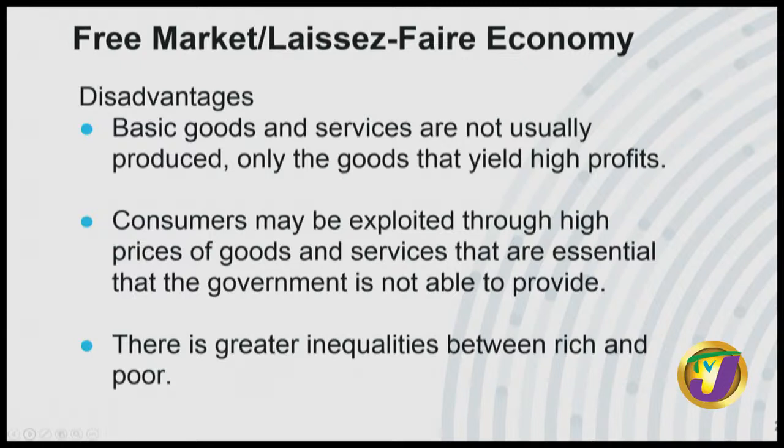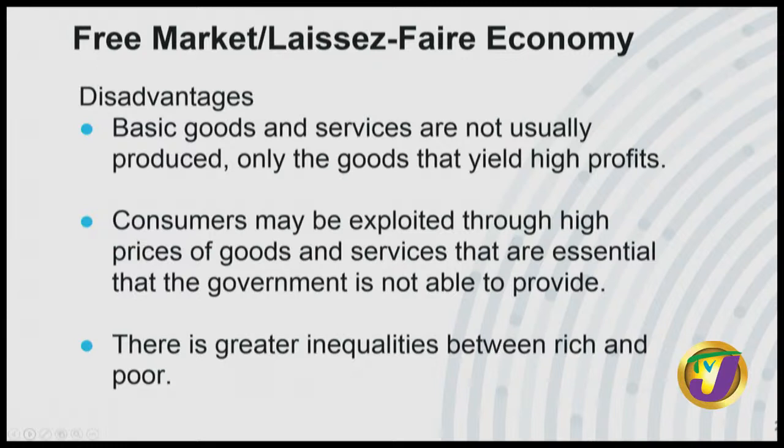Second disadvantage is that consumers may be exploited through high prices for goods and services that are essential that the government is not able to provide. So how is it, Miss, that they just said that they don't provide certain basic things? I will just give you a quick example. Let us look at transportation. Now, the government provides transportation through the JUTC. It's owned and operated by the government. But they do not have enough buses to cover all the routes, and so they will give out what is called franchising to other entities, and you have other private persons.